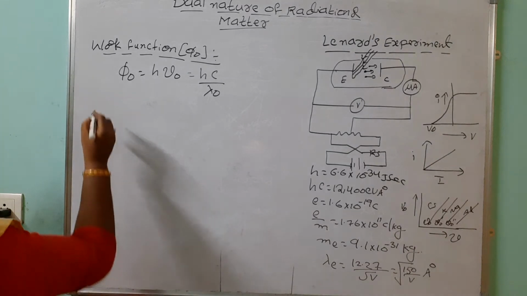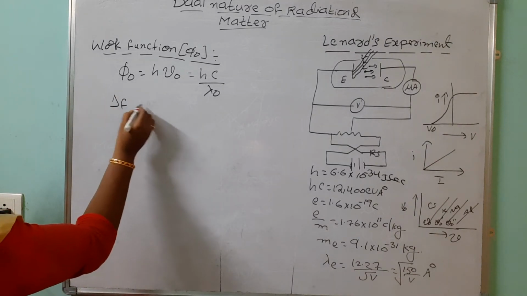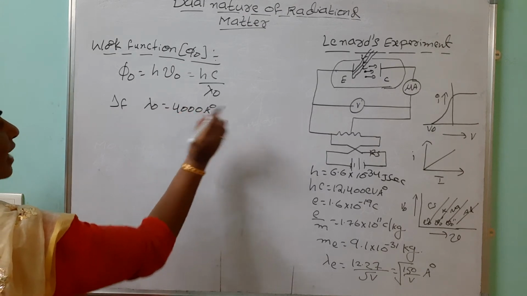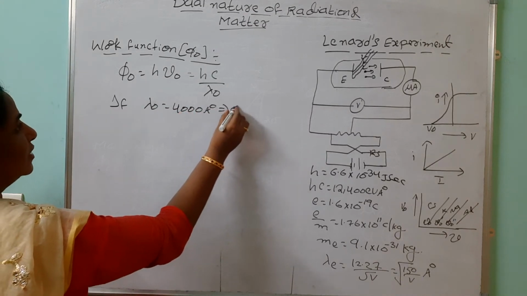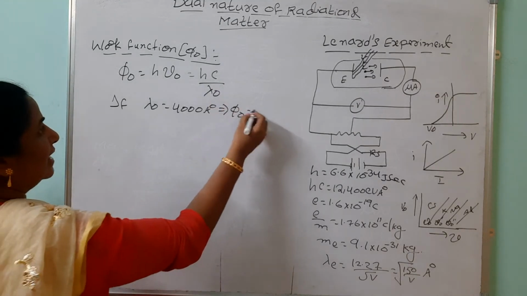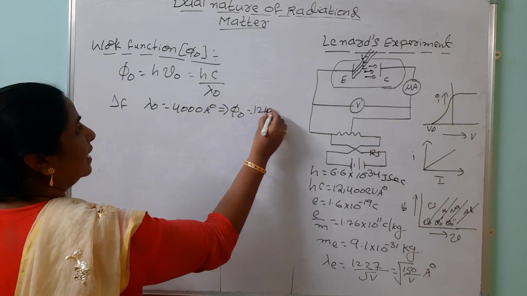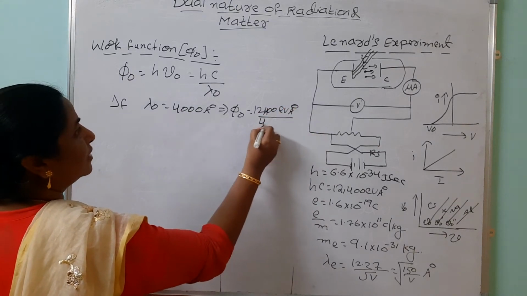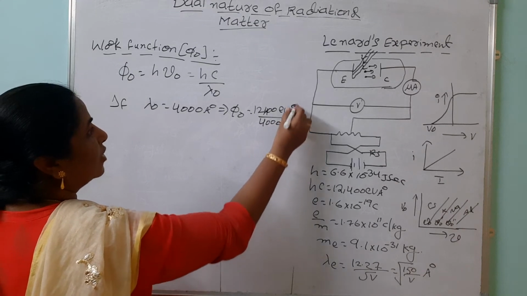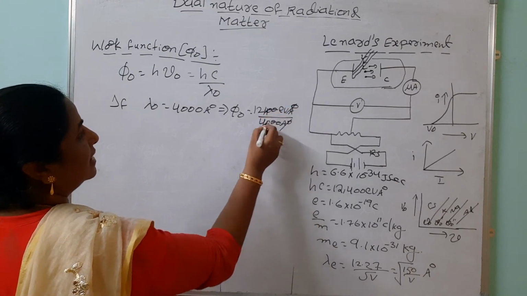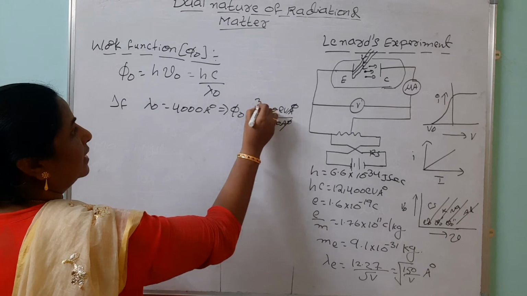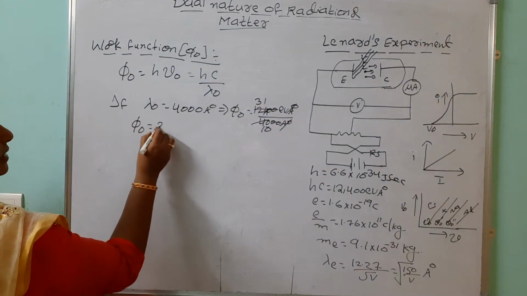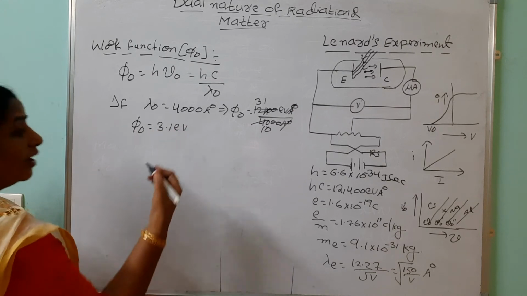Suppose we are doing one problem. If lambda naught equals 4,000 angstroms, find the work function. How to find the work function here? Simply take hc as 12,400 electron volt angstrom, and the given lambda is 4,000 angstroms. Angstroms cancel, 2 zeros are cancelled, 4 10s are 40, 4 3s are 12, 31. So the answer is how much? Phi naught equals 3.1 electron volt. See how simple it is.